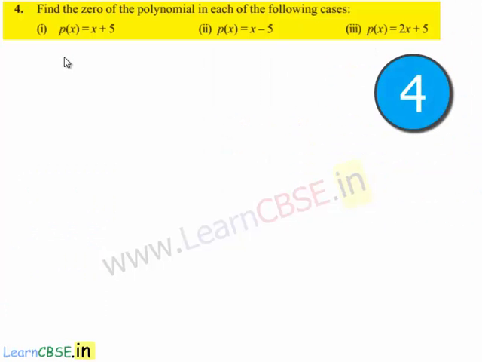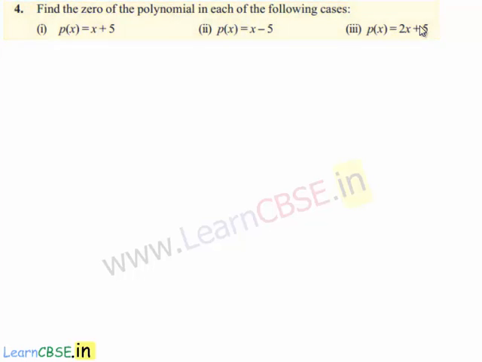Moving on to the fourth problem. Find the zero of the polynomial in each of the following cases. So the first polynomial is p of x is equal to x plus 5. And the second one is p of x is equal to x minus 5. Third one is p of x is equal to 2x plus 5.